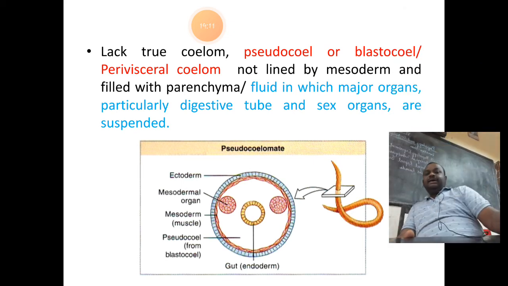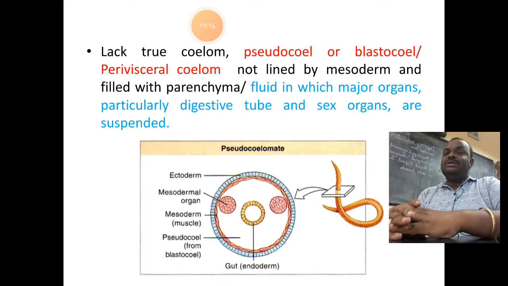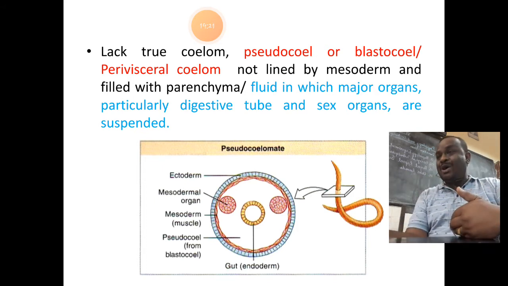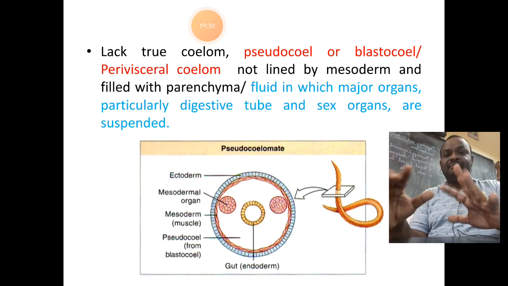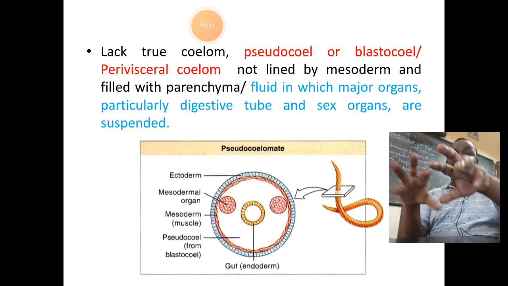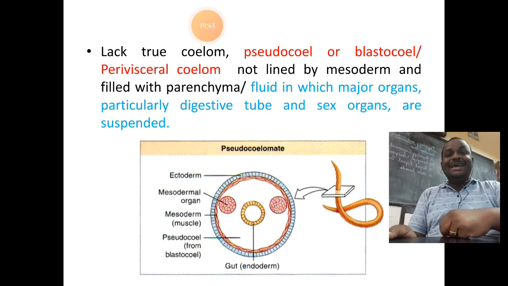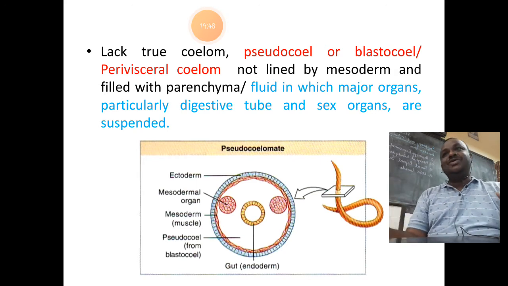The next important feature is related to the body coelom. Students, remember, in Platyhelminthes, there was no space at all between the body wall and the alimentary canal or the body organs. But in this group of organisms, a space is seen between the body wall and the inner alimentary canal. That space is said to be a perivisceral coelom because it is not separated by a lining of mesoderm.